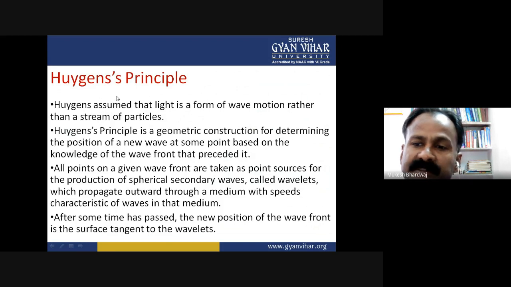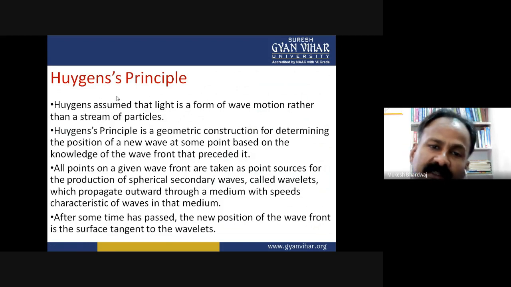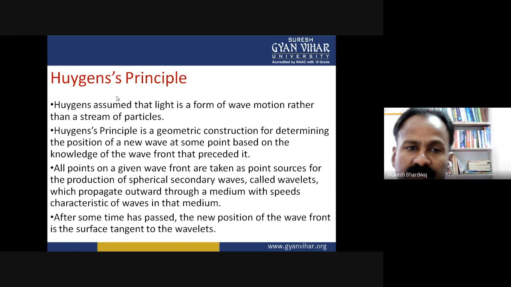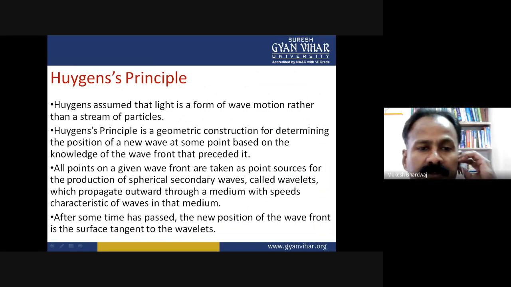Now, Huygens principle. Huygens assumed that light is a form of wave motion rather than a stream of particles. Huygens principle is a geometric construction for determining the position of a new wave at some point based on the knowledge of the wavefront that preceded it.